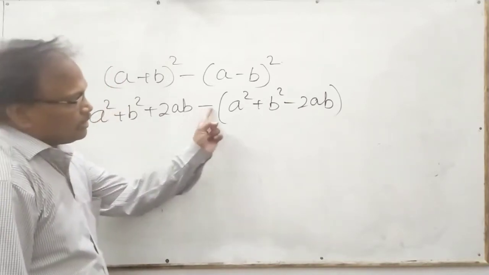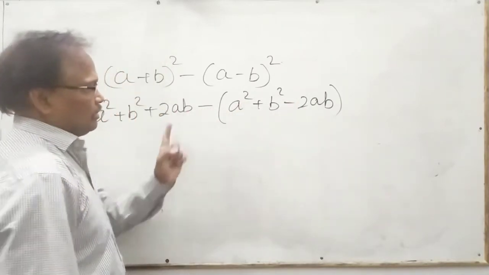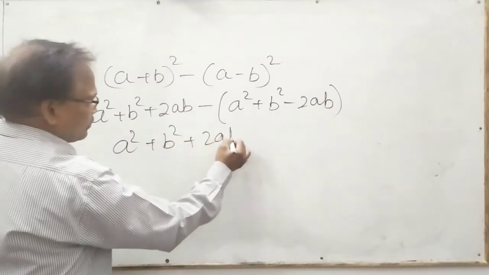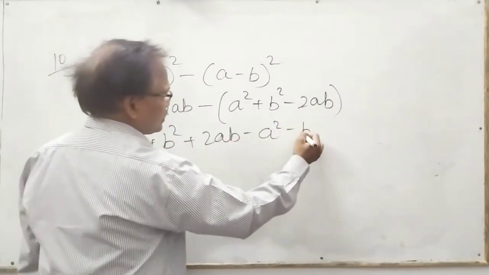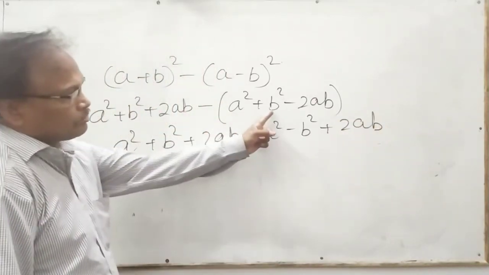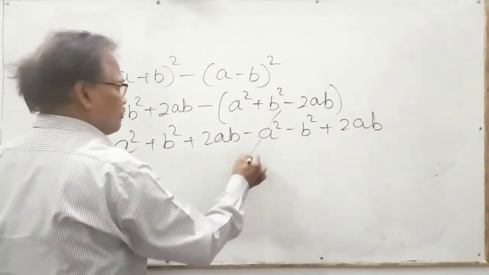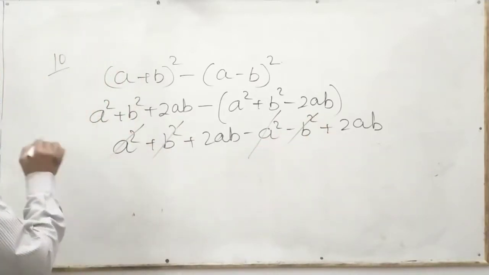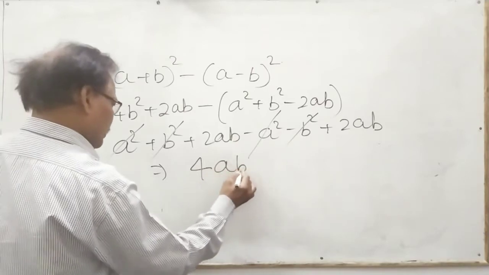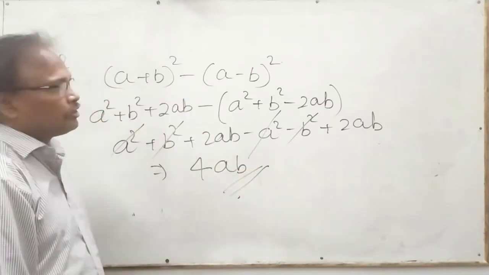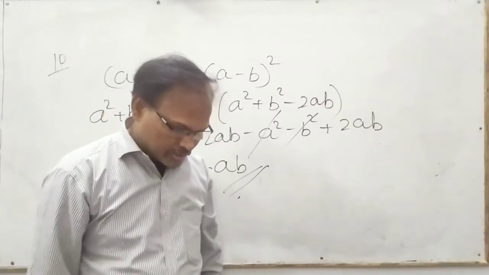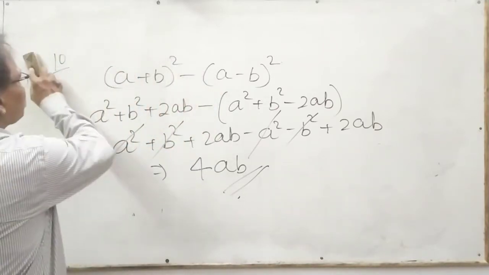Now this minus sign you take inside and change the sign. As you know, when minus sign is multiplied, it will be changed like this. This will be minus, this will be minus, this will be plus. So minus b square minus a square becomes it. Okay. And 2ab plus 2ab is equal to 4ab. This is the simplified form of this question. तो इस तरह से simplified form आ सकते हैं.